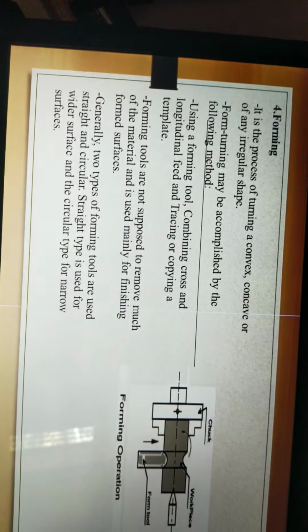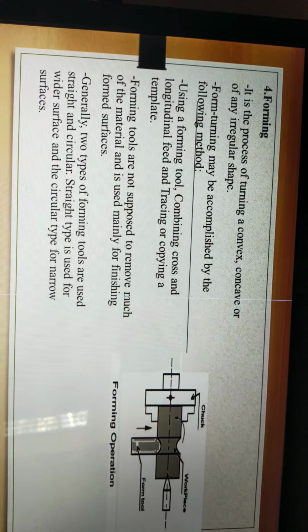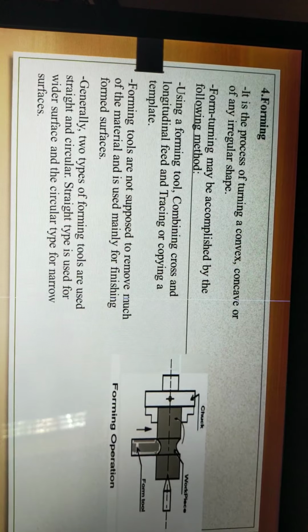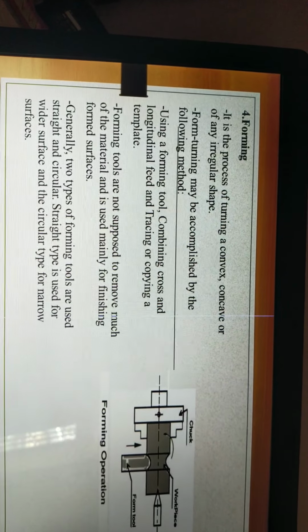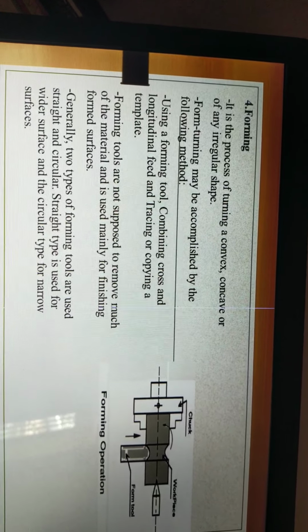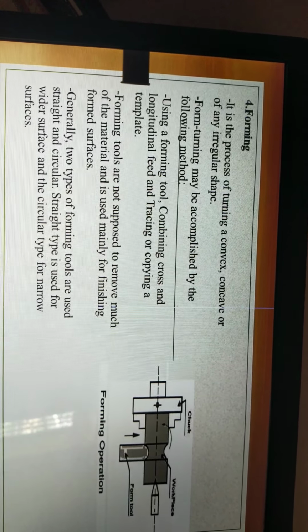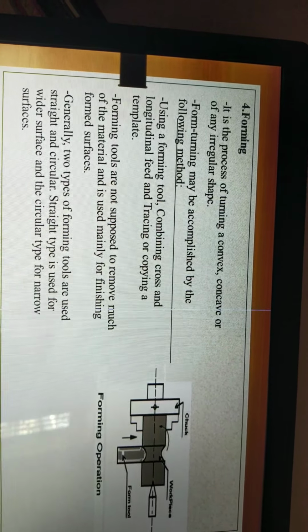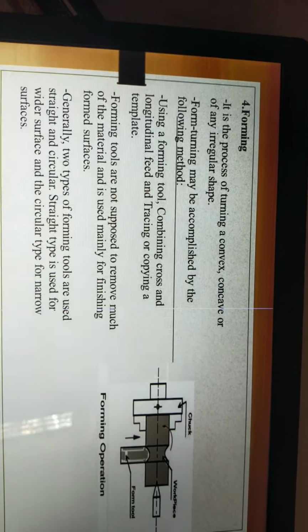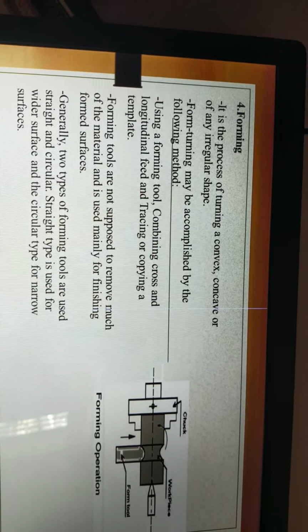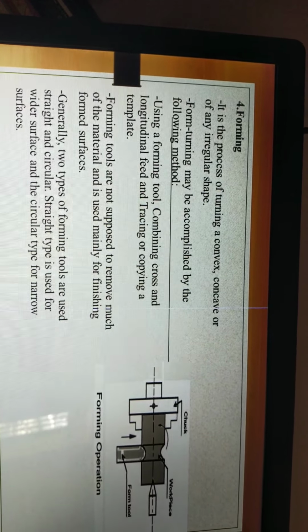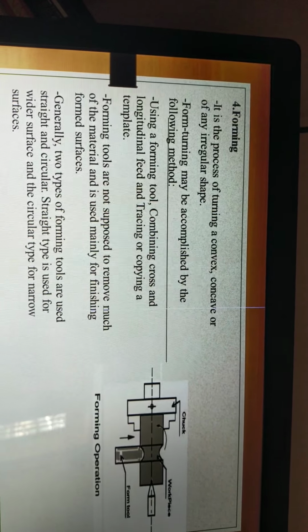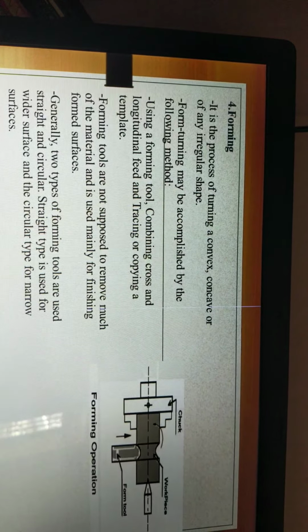Forming operation is the process of turning a convex or concave or any irregular shape. Form turning may be accomplished by the following methods: by using forming tool, combining cross and longitudinal feed, and tracing or copying a template. Forming tools are not supposed to remove much of the material and are used mainly for finishing formed surfaces. Generally, two types of forming tools are used, straight and circular. Straight type is used for the wider surface, and the circular type for narrow surfaces.